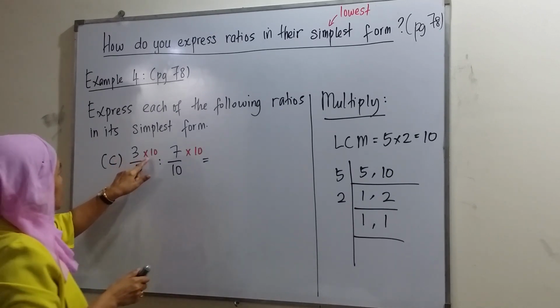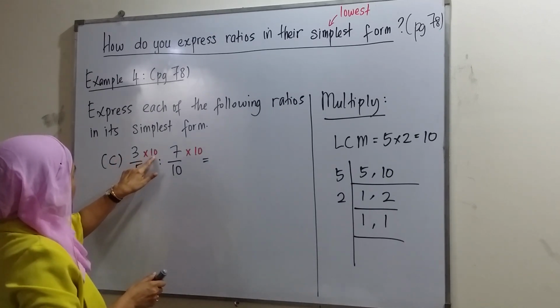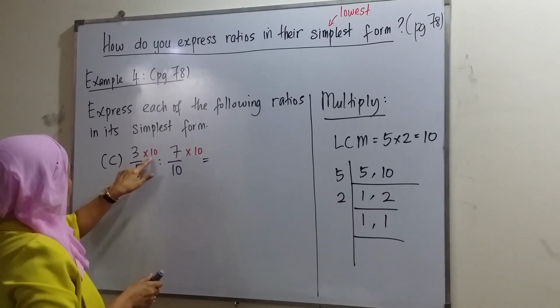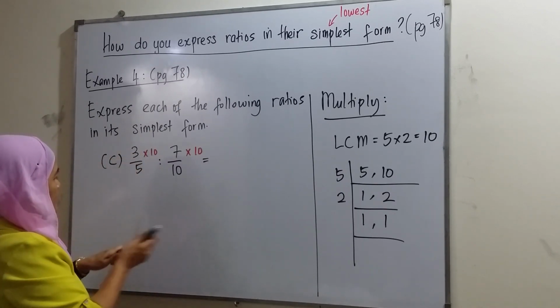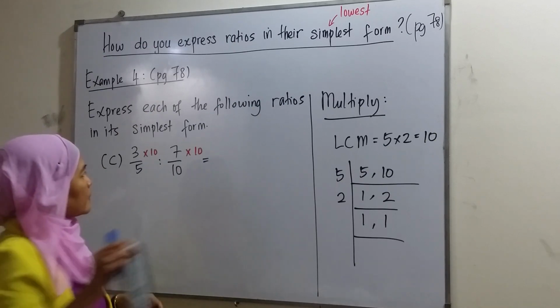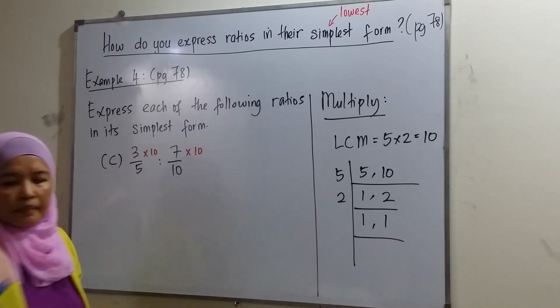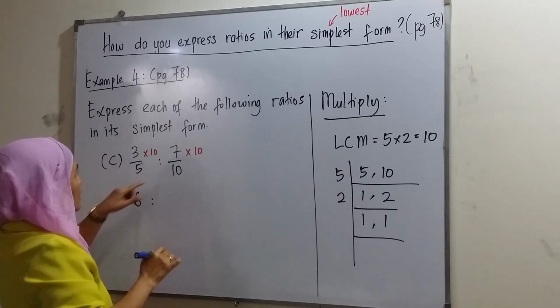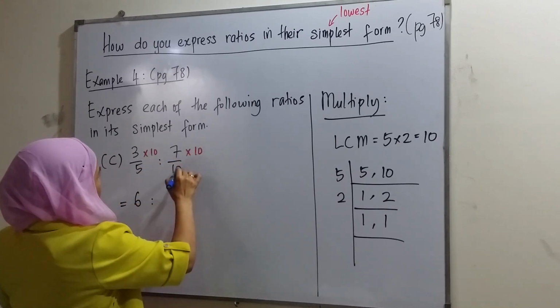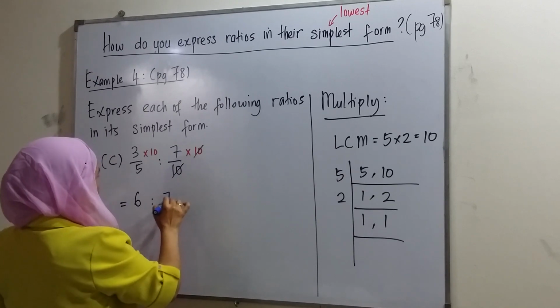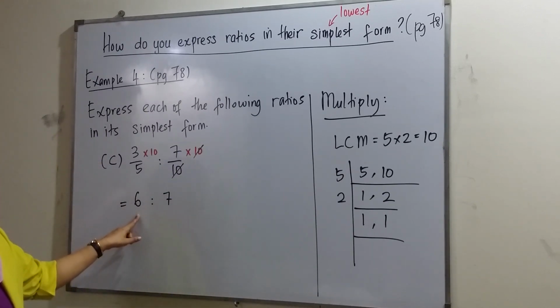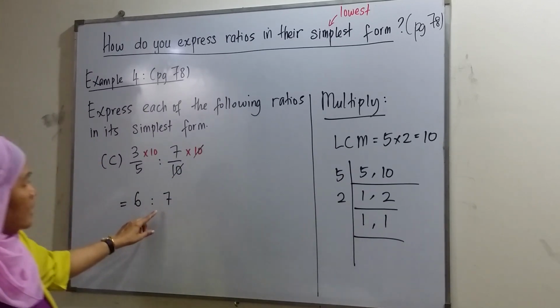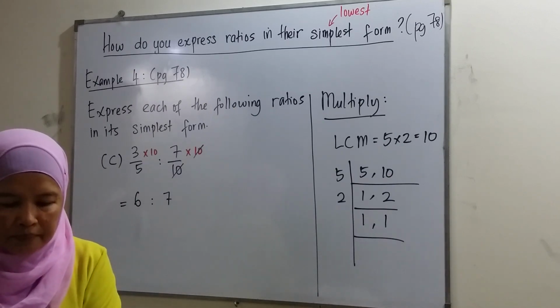3 multiplied by 10 divided by 5. 10 divided by 5 is 2. Okay, 2 times 3 is 6. Okay, here this one is 6. 7. Okay, this one same number, we can cut, leave it the 7. So the answer is 6 ratio 7. This is the final answer.